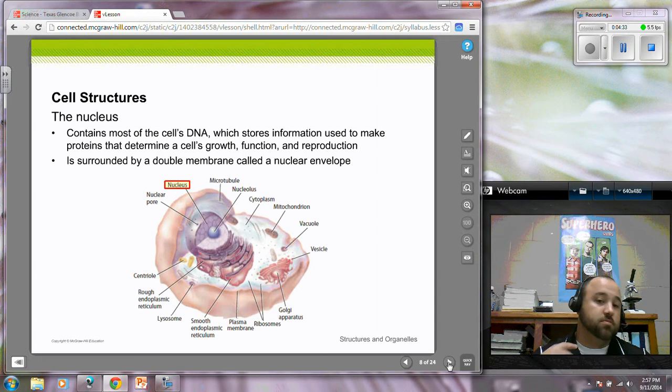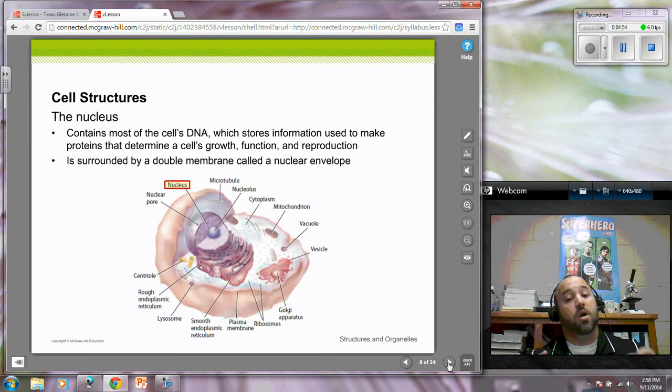Here's the nucleus. Nucleus, more specific definition, it contains the DNA. And that DNA actually stores, stop laughing at me, Derek. That DNA stores information in the form of nucleic acids. That information helps make proteins through going through other ribosomes. It's surrounded by a double membrane.